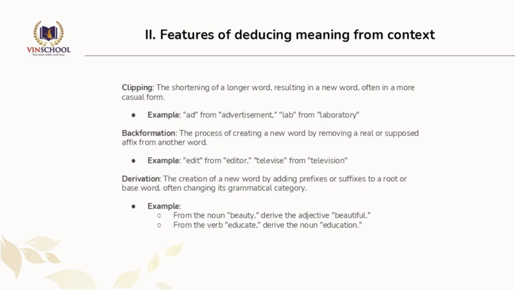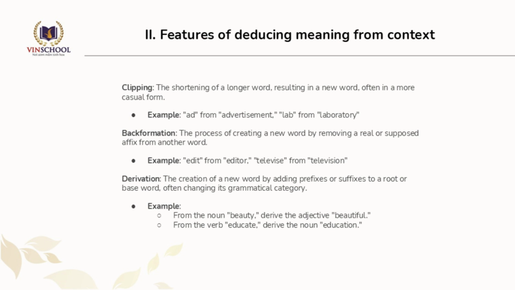9. Clipping is the shortening of a longer word resulting in a new word, often in a more casual form. For example, ad from advertisement, lab from laboratory. 10. Back formation is the process of creating a new word by removing a real or supposed affix from another word. For example, edit from editor, televise from television.